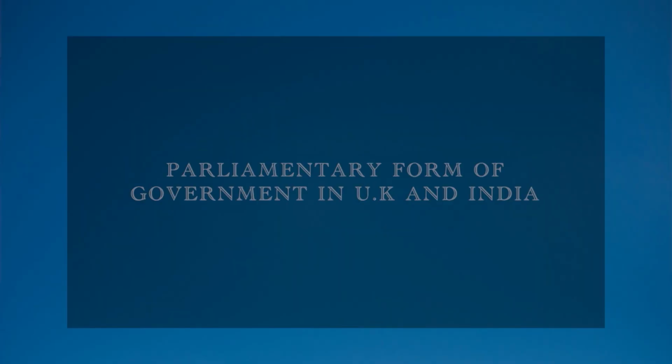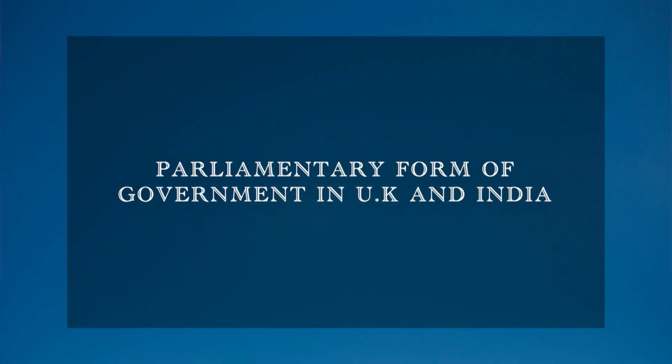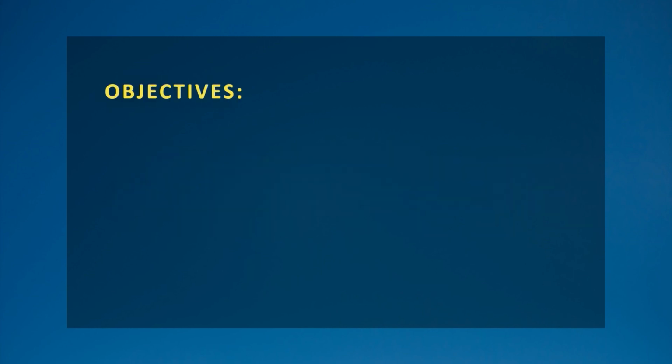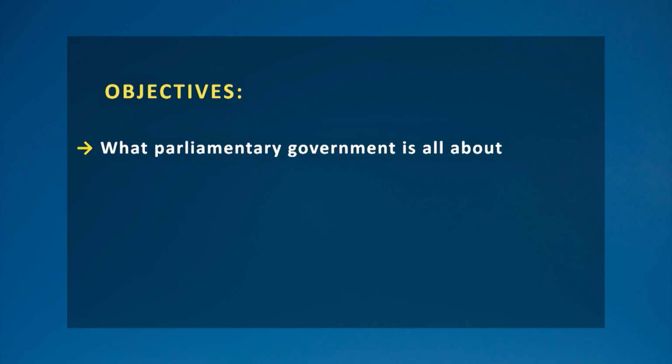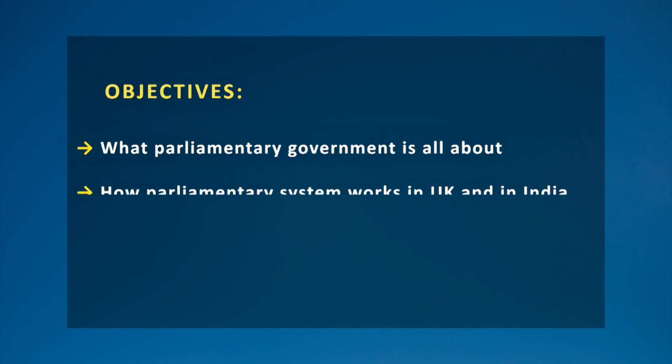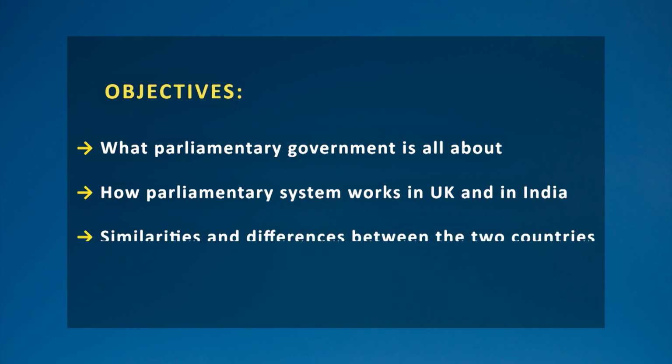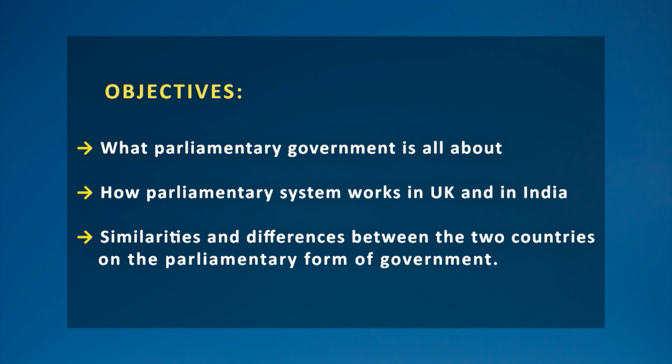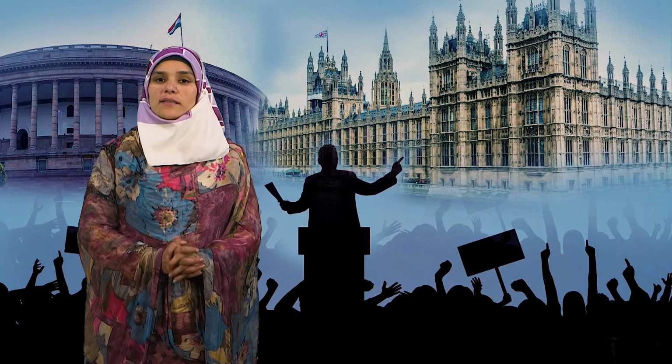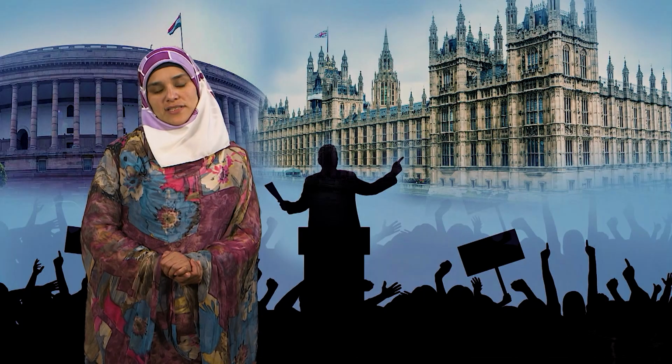Today our topic is parliamentary form of government in UK and India. This lecture will try to give us understanding of what parliamentary government is all about. It will try to see how parliamentary system works in UK and in India. It will also try to focus on the similarities and differences between the two countries on the parliamentary form of government. There are parliaments in numerous nations around the world.